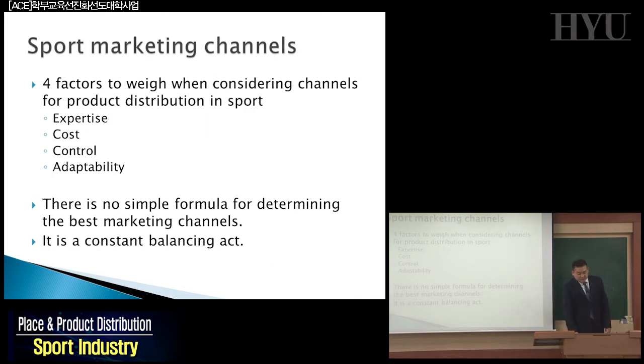Sports marketing channels. There are 4 factors to weigh when considering channels for product distribution in sports. The first one is expertise, the second one is cost, the third one is control, and the last one is adaptability, okay? There is no simple formula for determining the best marketing channel. It is a constant balancing act.